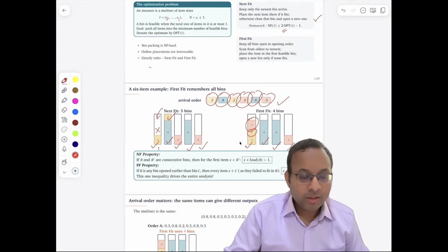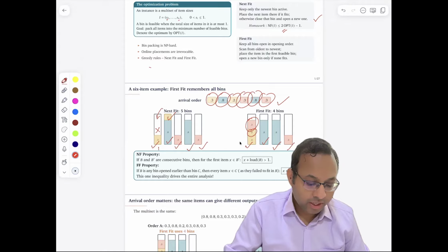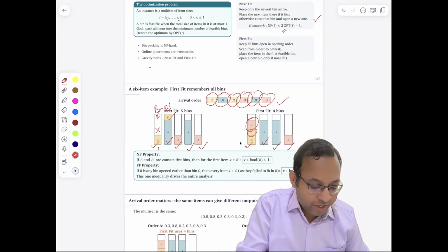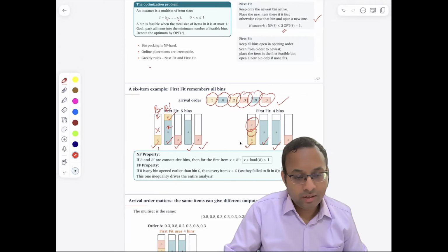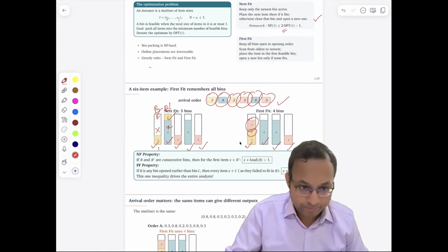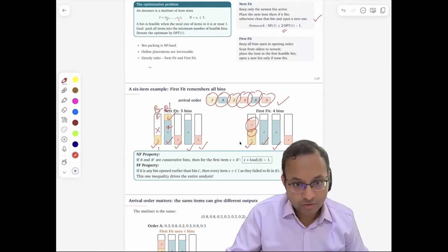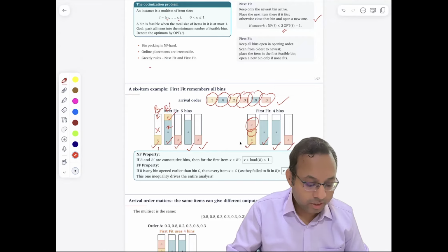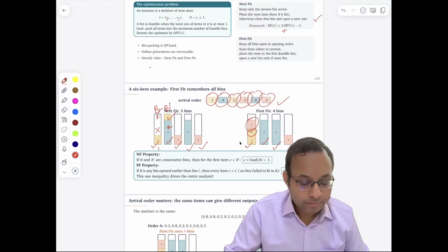Now, to do the analysis, we need to understand the properties of these algorithms. One simple property of next fit is this: if I look at a bin B, and some B prime, which is a consecutive bin, and let's say the first item placed in B prime is X, then the reason X was placed in B prime, it opened a new bin, is because we were not able to pack X in the previous bin B. That means the load of B, which is the total size of items inside B, plus X, should exceed 1. Otherwise, we could have placed X inside bin B. That's the property of next fit.